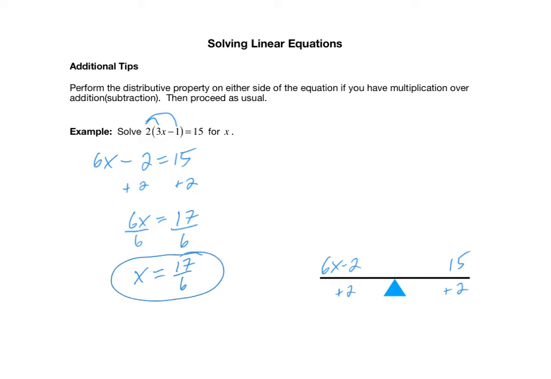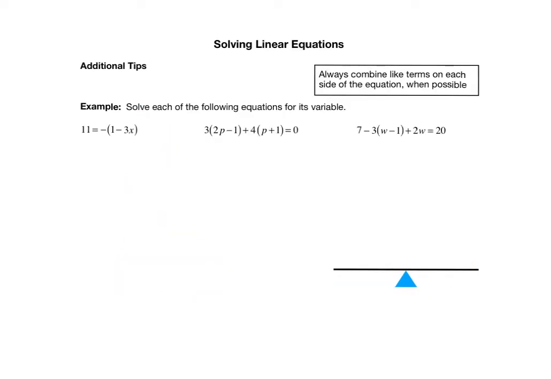Don't forget, your solution is an equivalent equation. So it's not just a number, it's x equals a particular number. So x equals 17/6 is the solution to this equation. And you can always check by plugging that back in and doing the arithmetic to make sure you get a true statement. Let's now practice this with a few examples.